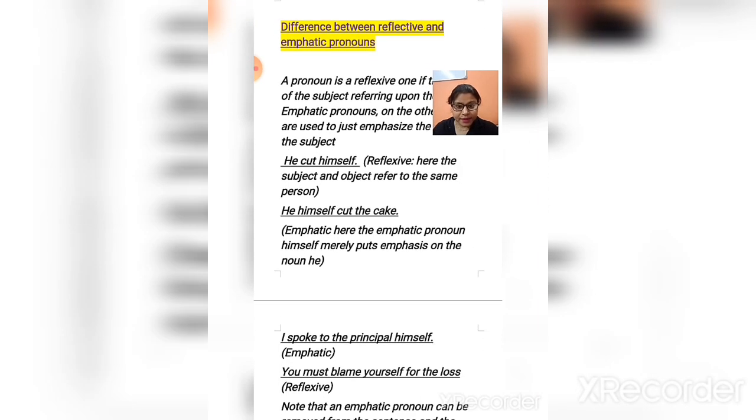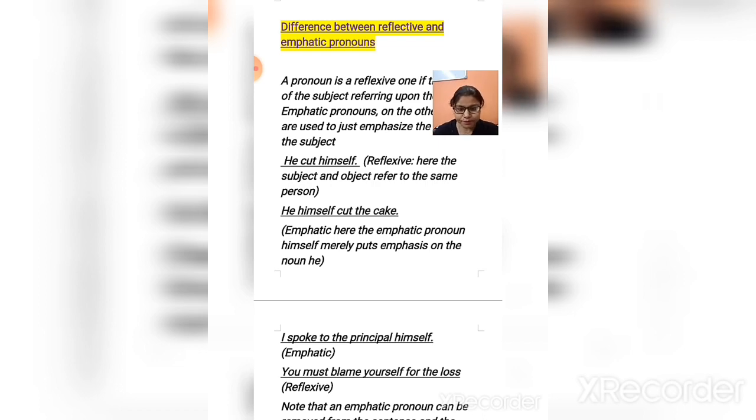See the example: he cut himself. Here the subject and the object refer to the same person, so it is a reflexive pronoun. He cut himself: himself refers back to he. The second says, he himself cut the cake. Here the emphasis is on he. The emphatic pronoun himself merely puts emphasis on the noun he.